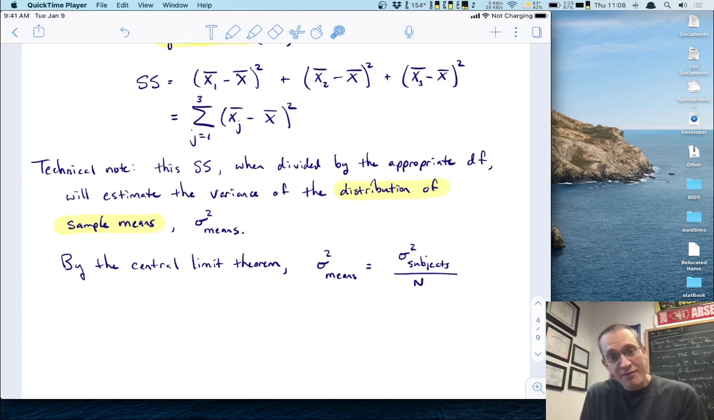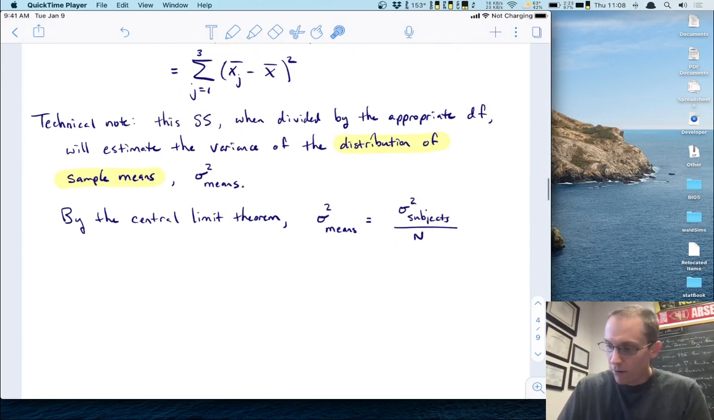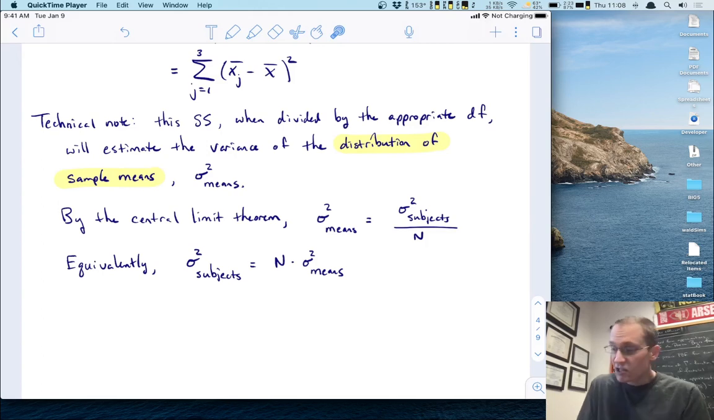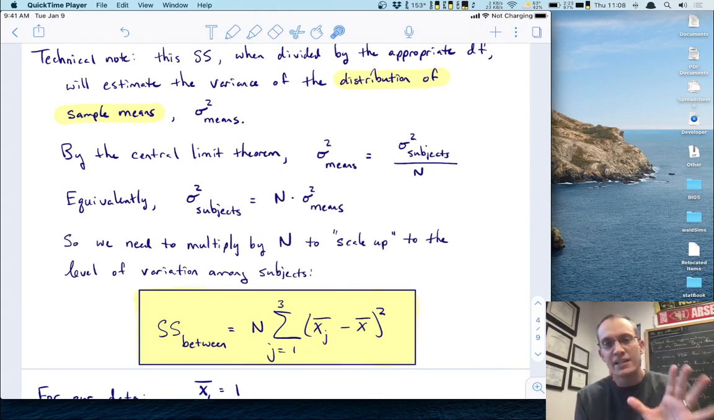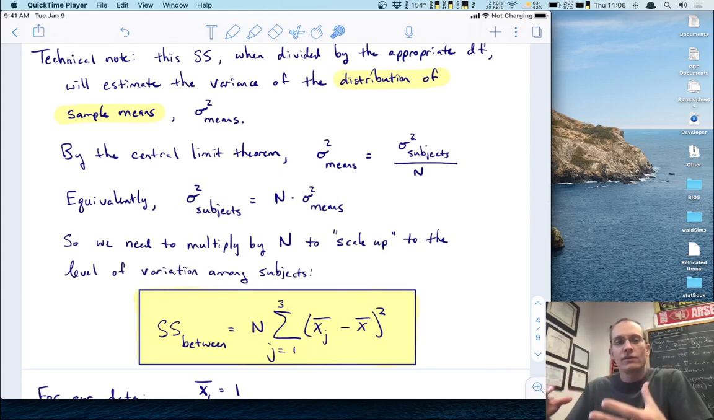Because these are how means are distributed around the grand mean. By the central limit theorem, that variance is what you get by taking the variance of the subjects and dividing by n. Now, use a little bit of algebra and we can solve for the variance of the subjects. Just multiply by n on both sides. Now, why does this matter? Well, it matters because it says that we're going to need to multiply by n, this part right here, in order to scale up that sum of squares to get onto the level of variation among subjects, which is what we're really after. We're not just interested in variation among means. We want to make sure that that's at the level of subjects as well.